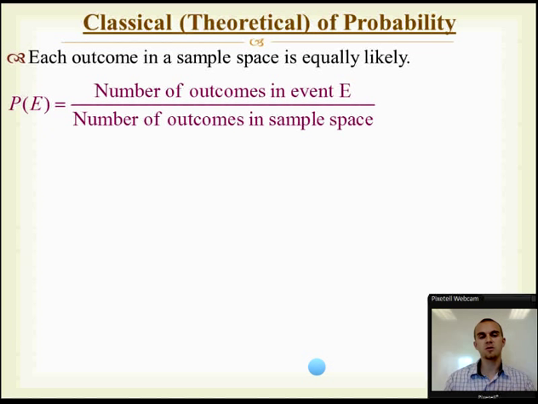Instead, we're going to look at two different types. The first one's called the classical or theoretical form of probability. With this, each outcome in the sample space is equally likely. So every single instance has a chance of being pulled out at the same time. And if we want to know the probability of a specific event, we just take the number of outcomes of the event and divide it by the total number of outcomes in the sample.